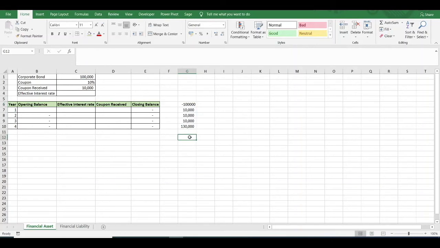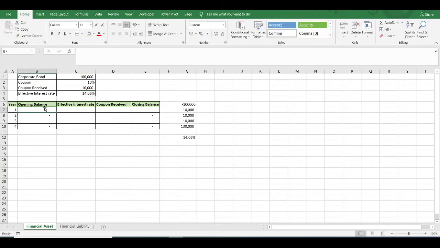So now it's very simple. To get the effective interest rate, we need to calculate the internal rate of return, which gives us the interest rate at which this cash flow here is equal to zero. So we do equals IRR. We then specify our cash flows, we close brackets and we press enter, and there is our effective interest rate. So we just plug it in here as 14.06%.